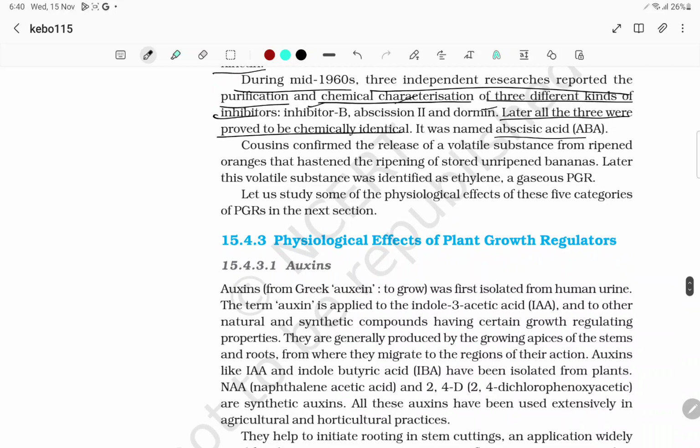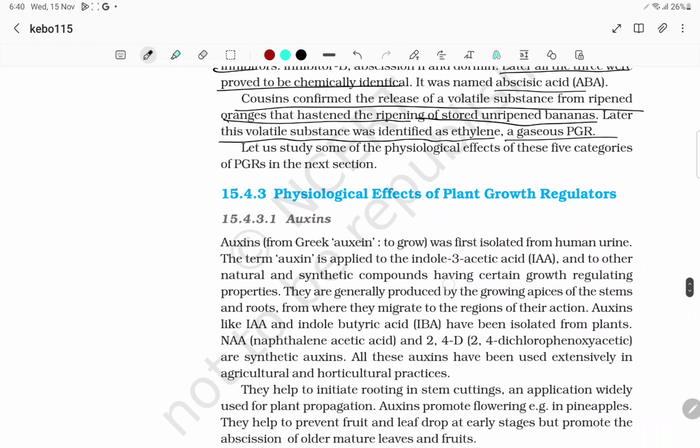So Cousins confirmed that the release of volatile substance from the ripened oranges hastened the ripening of the stored unripened bananas. Later, this volatile substance was identified as ethylene, a gaseous PGR. So, let us study some of the physiological effects of these 5 PGRs.